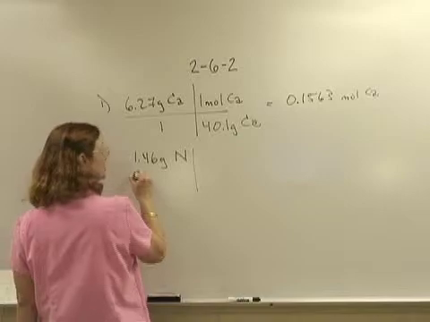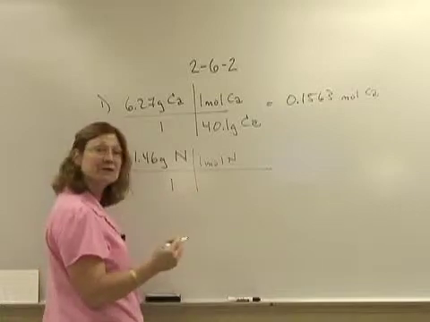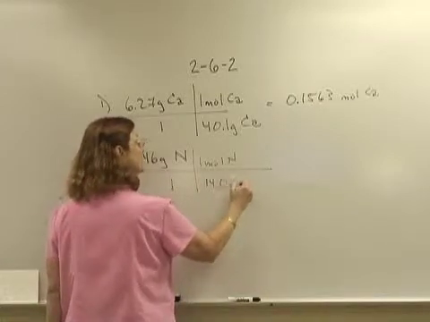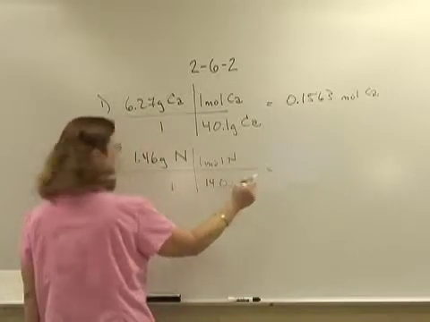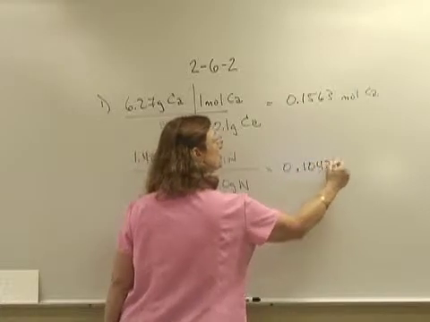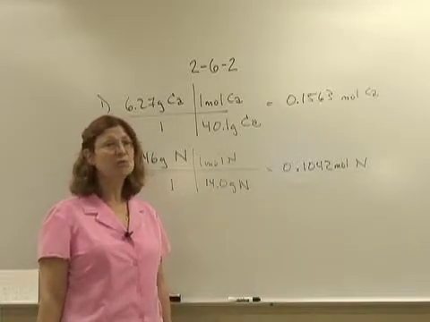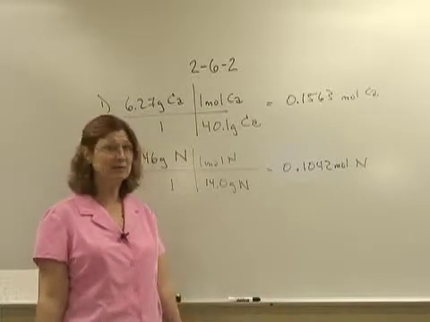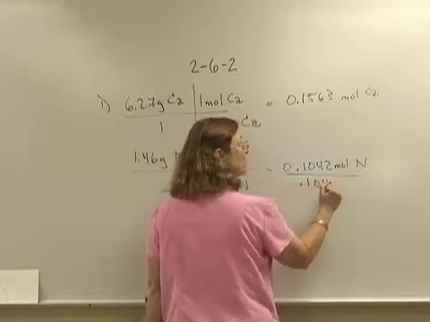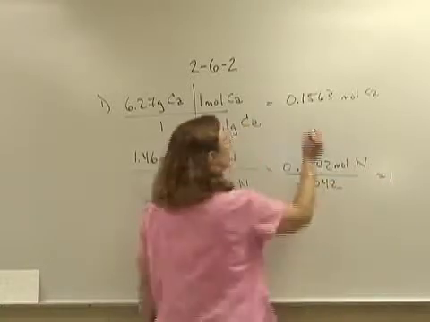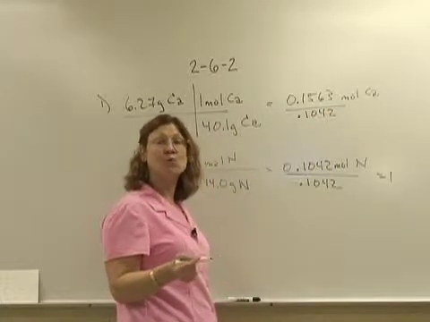And nitrogen, I must do the same thing. And 1 mole of nitrogen has a mass of 14.0 grams of nitrogen. And therefore, I have 0.1042 moles of nitrogen. Now, in order to make our comparison between the number of moles, I have to divide by the smallest number to get my ratio. And when I divide this by itself, I get 1. And when I divide this by the smallest number of moles, I get 1.5.